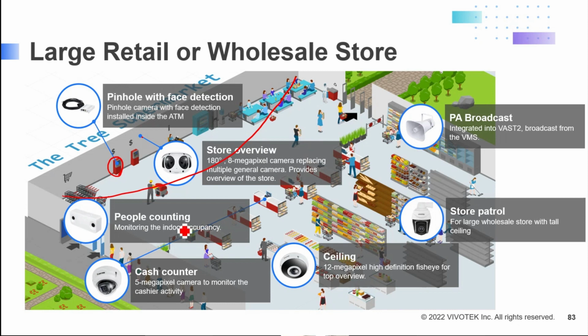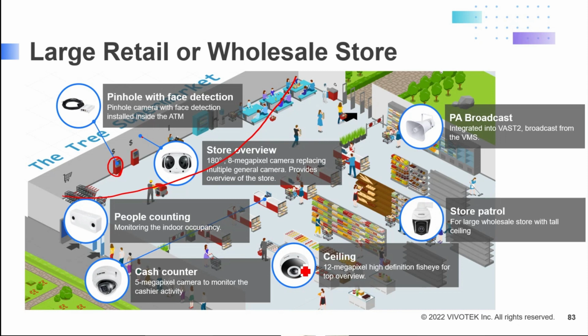And on the cashier, usually there is a camera that's overlooking each single cashier. Western countries usually prefer a dome camera. Eastern countries usually prefer a bullet camera. So it depends on the customer preference. So they will hang a camera from the ceiling to monitor the cashier situation.